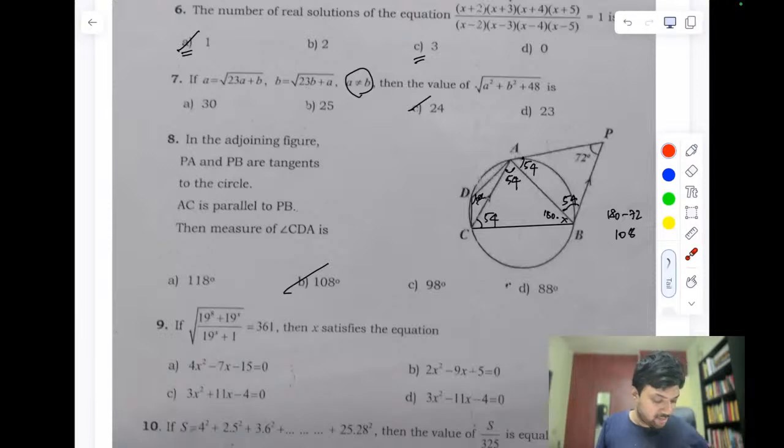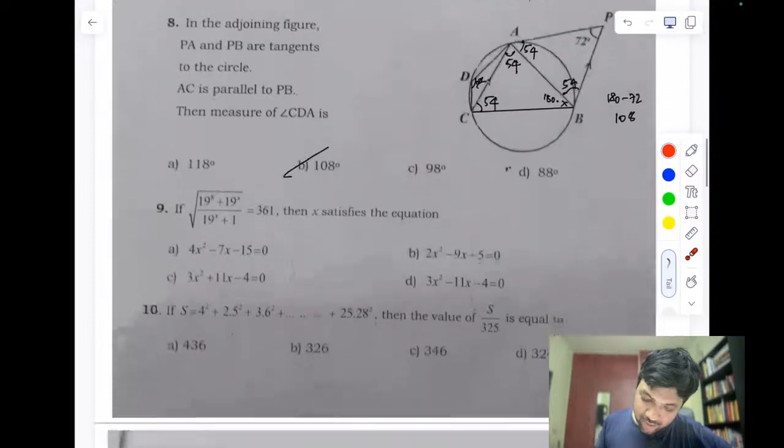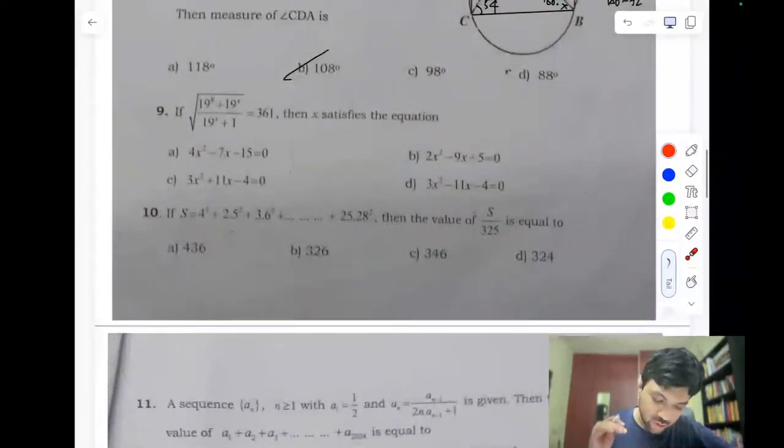I think all of you did alternate segment theory. Very good. Either way, I think you can do this in multiple ways, but the main thing is alternate segment theory. Let's move on. Let's do it quickly. Next question, some arithmetic looking question.